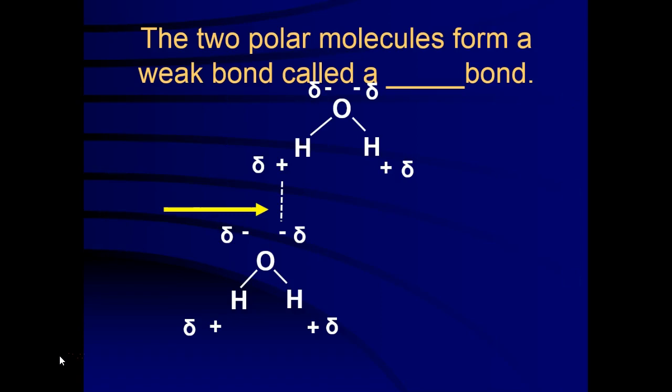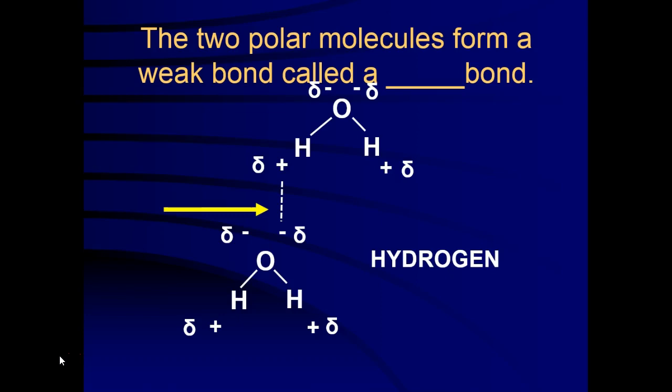And we get a slight positive side and a slight negative side come in close proximity to each other. Now, electrostatic attraction is going to hold them together, and it forms a type of bond. Polar molecules will form a chemical bond that is known as a hydrogen bond. So water will stick to other water molecules by this hydrogen bond.